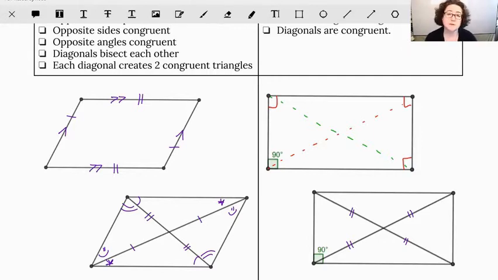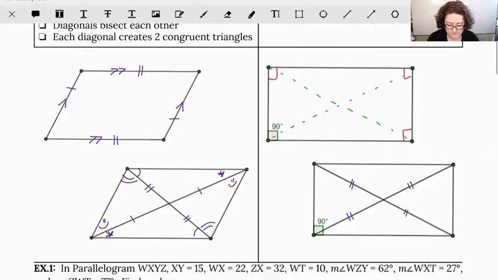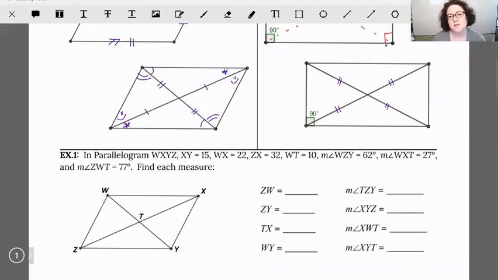So first, let's look at some parallelogram problems. Here we go. In example 1, we have parallelogram WXYZ. Let's start labeling the info as we read through. Segment XY is 15, so that's on the right-hand side.